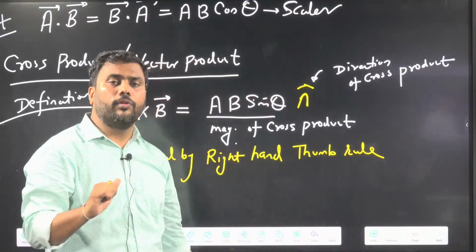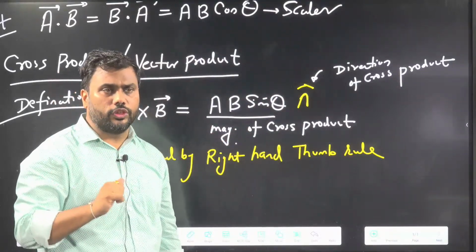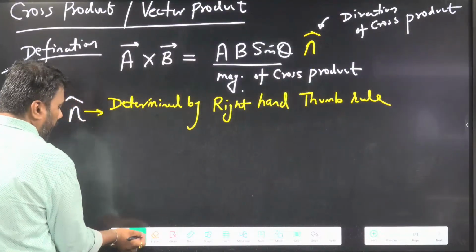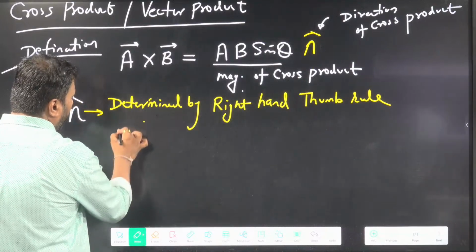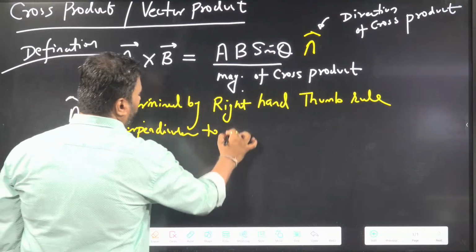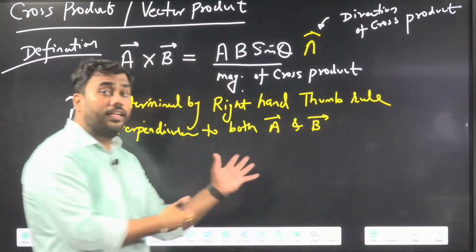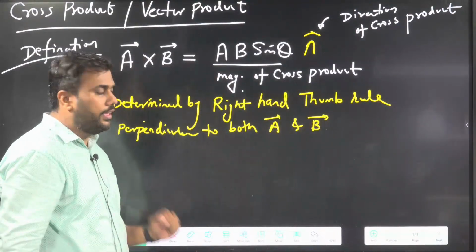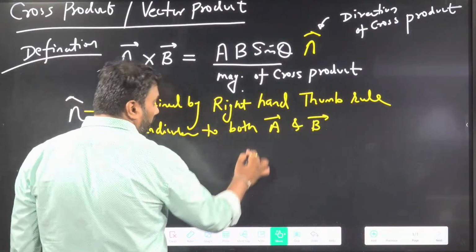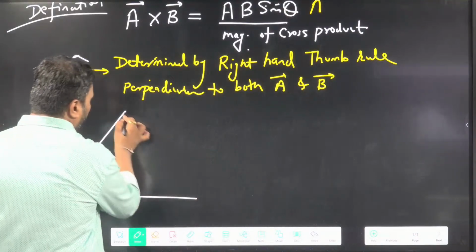We have covered right hand thumb rule in vectors also. The same kind of right hand thumb rule is used here. How to find n cap? By definition, it is perpendicular to both A vector and B vector. N cap will come perpendicular to both A and B. The cross product of A and B is perpendicular to both A and B.